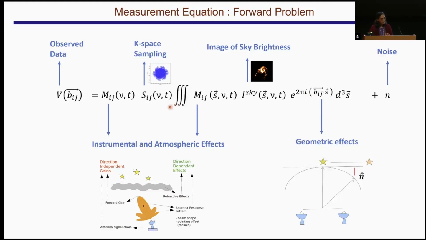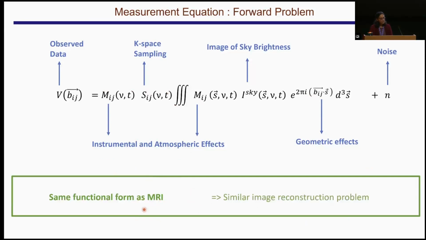You then have these M's, which are basically instrumental and atmospheric effects that need to be also corrected for. And the picture at the bottom left shows just schematically that most of these things can be modeled as instrument response functions. So now if you take away the physics, this functional form is exactly the same or very similar to that of MRI, which is where the structures of solutions and algorithms have a good similarity, and that's a point of interest for several of us.